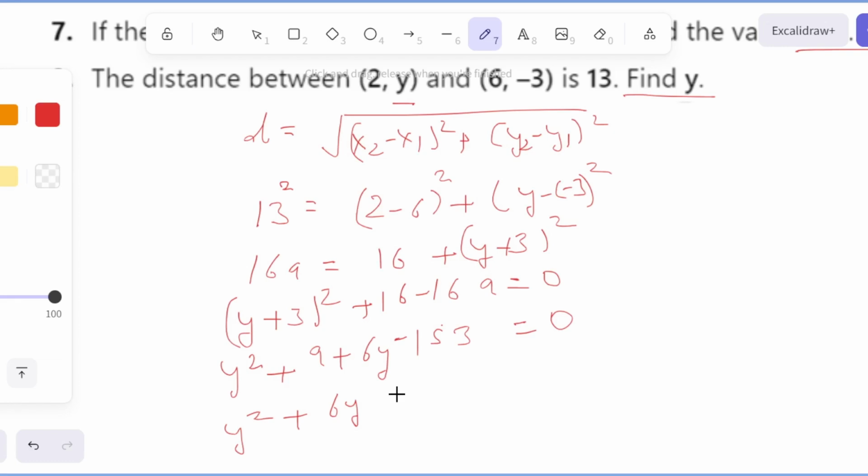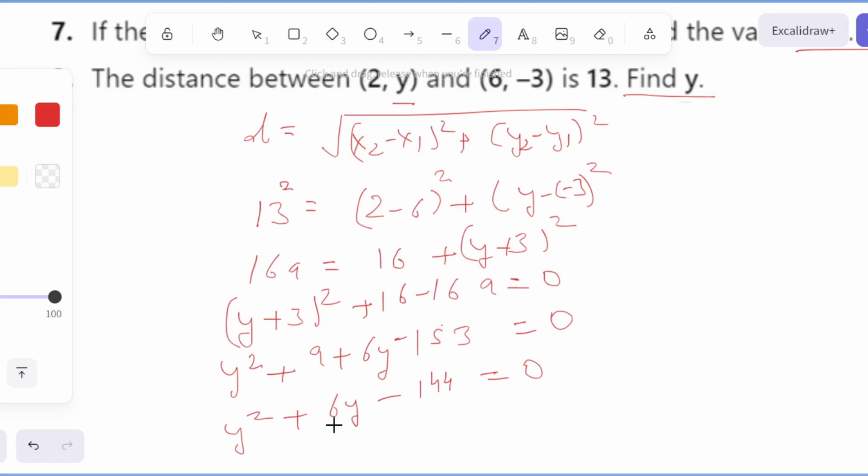Yes, you are. So you may get minus 144 equal to 0. Now how will you go next? Because there's plus 6y and this is minus 144.